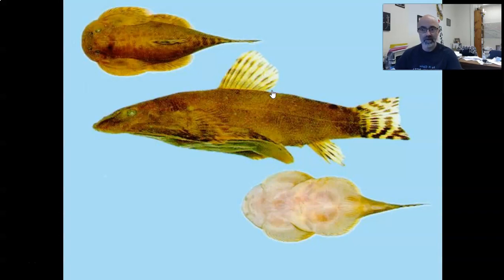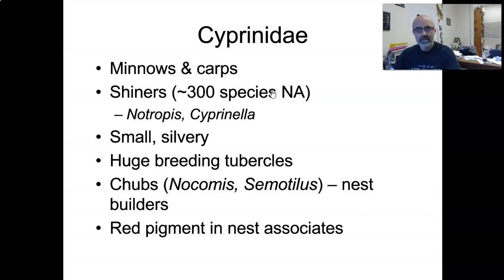These are the loaches, a very diverse group of Eurasian species, some really bizarre body forms, mostly benthic bottom feeders. Cyprinidae is the family of minnows and carps, and you'll be familiar with these from lab. Small, silvery, with a lot of homoplasious body shape convergence going on here.